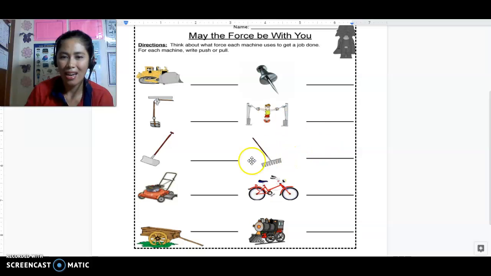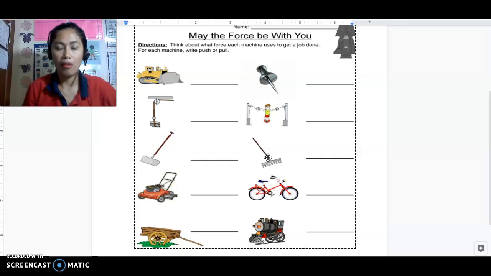And this one is a rake. This one is used when we clean our backyards to remove the dead leaves, and sometimes it is also used on the farm. When the farmers harvest their rice, they use this to scatter all the rice grains that they just harvested and dry them.